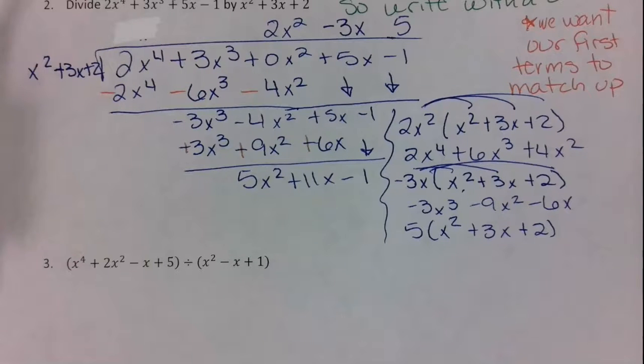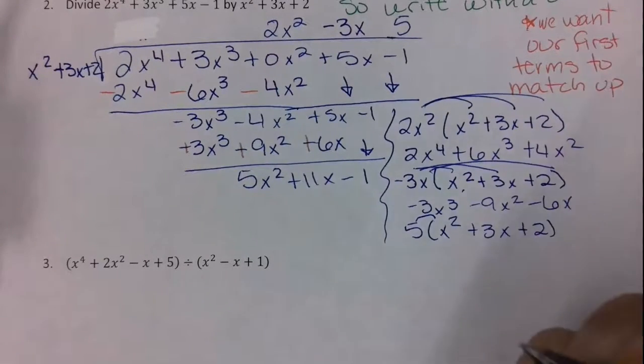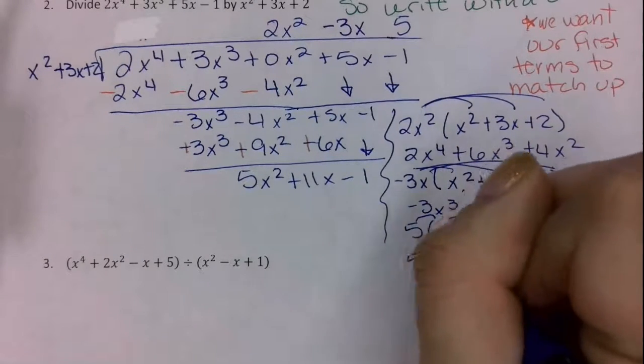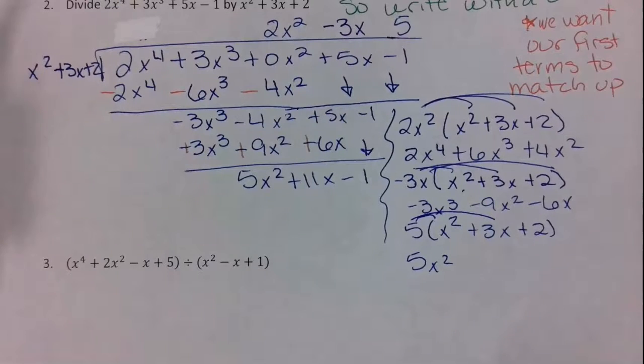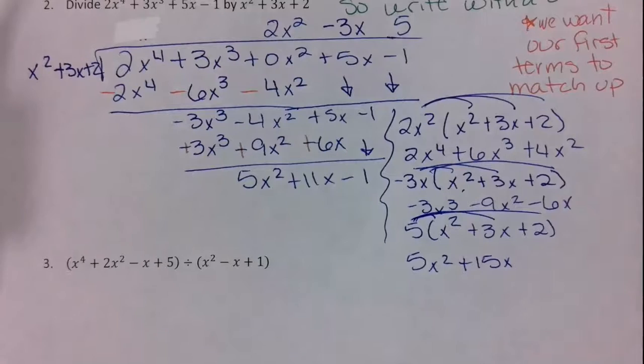Then what? What do I do with that 5? So 5 times x squared is... 5 times 3x. And 5 times 2, 7? I think I was adding them. Yeah, I do. Hold on one second.